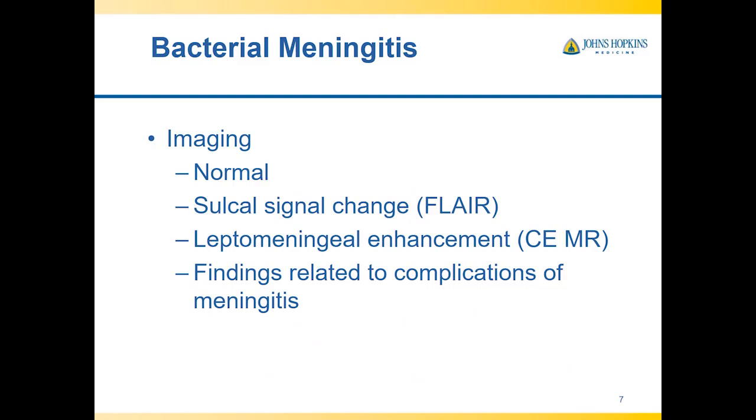So the imaging in bacterial meningitis is often normal, but what you can see is increased FLAIR signal within the sulci that is related to inflammation within the meninges as well as increased protein content of the CSF. You can also see leptomeningeal enhancement on contrast enhanced MRI, and more importantly, you'll be able to see findings that are related to complications of meningitis.